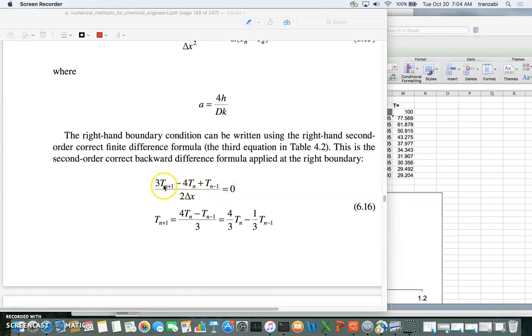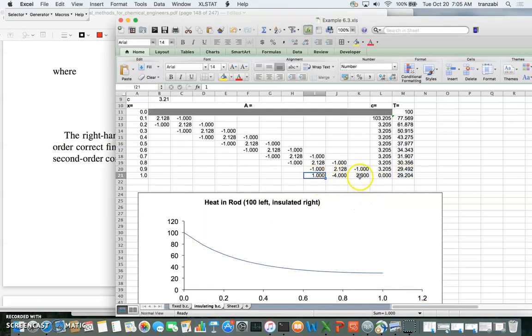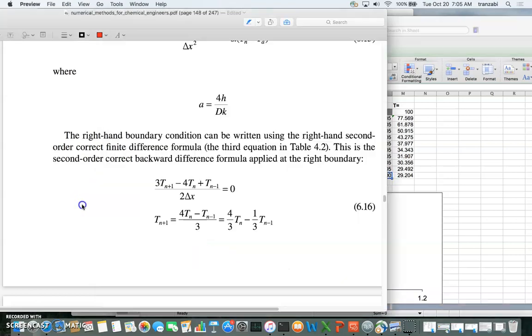That means 3 times the last temperature minus 4 times the one before, plus the one before that, is equal to 0, and that's what I have in the equation right here. So 3 times the last one, this is the last column of my matrix of equations, minus 4 times that, and plus 1 is the one before that. The right-hand side has to be 0 because the flux is 0 for the right point.